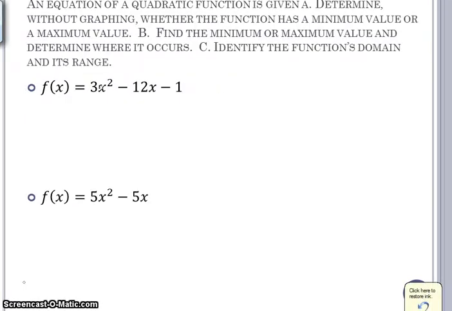Okay, so here we have a quadratic function. First thing we're going to do is figure out, does it have a maximum or a minimum? We're not actually going to graph these to where we look at the picture, because we have enough ways of telling things without actually having to look at the graph when it comes to a parabola. So we're going to figure out, does it have a max or min? Then we're going to find that maximum or minimum value and say where it happens. And we're also going to give the domain and range without graphing.